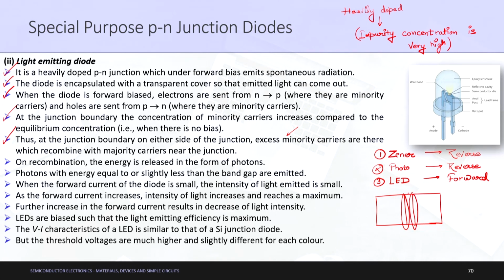At the junction boundary, on either side of the junction, excess minority carriers are there, which recombine with majority carriers near the junction. So, basically excess minority carriers are present here, which recombine with the majority carriers. Recombination is happening at these locations.